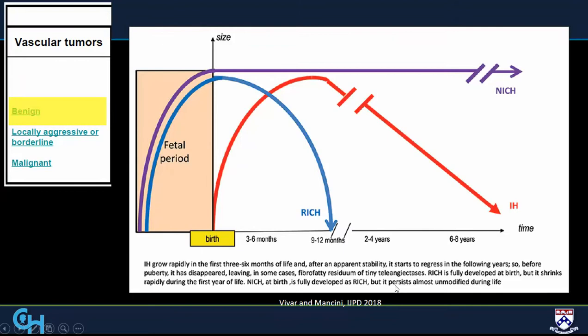So the clinical history plays an important role in diagnosis. With the infantile hemangiomas, you will see a rapid growth after birth. The lesion is not present at birth, but will grow rapidly in the first few months of life and then slowly involute over the next few years. With the congenital hemangiomas, the lesions are present at birth, so you will see it when the baby is born, and then the diagnosis differs based on what happens to the lesion, whether it involutes rapidly in the context of a RICH, or doesn't involute in the context of a NICH.